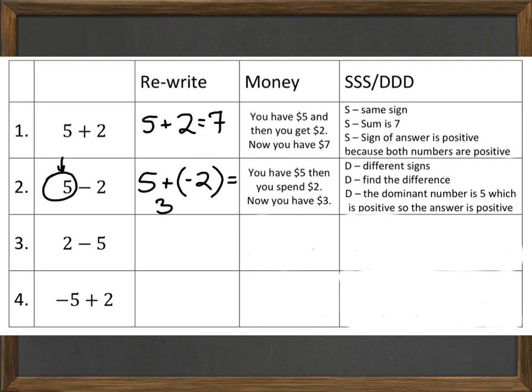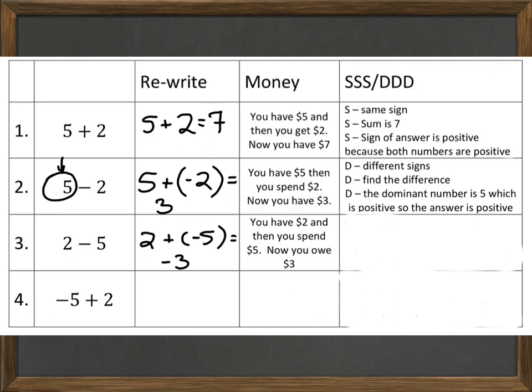Okay, let's look at number 3. We have 2 minus 5. That's the same as 2 plus negative 5. Again, reminding us that that negative sign belongs to the 5 and travels with the 5 wherever it goes. If we interpret this in terms of money, it's like we have $2 and then we spent 5. Well, we just spent more than we had, therefore we're in debt. Specifically, we're in debt $3.